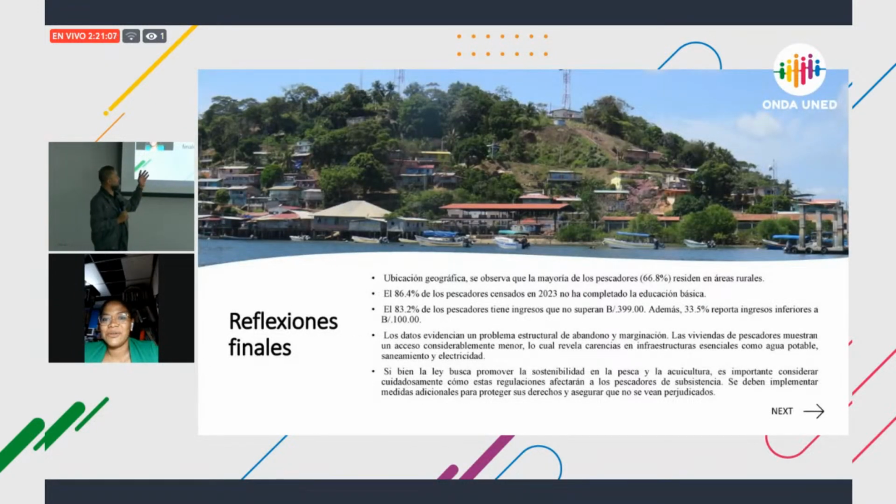And lastly, we have final results in the Darién region, La Palma. We have the San Miguel Gulf, very nice, and the geographical location.